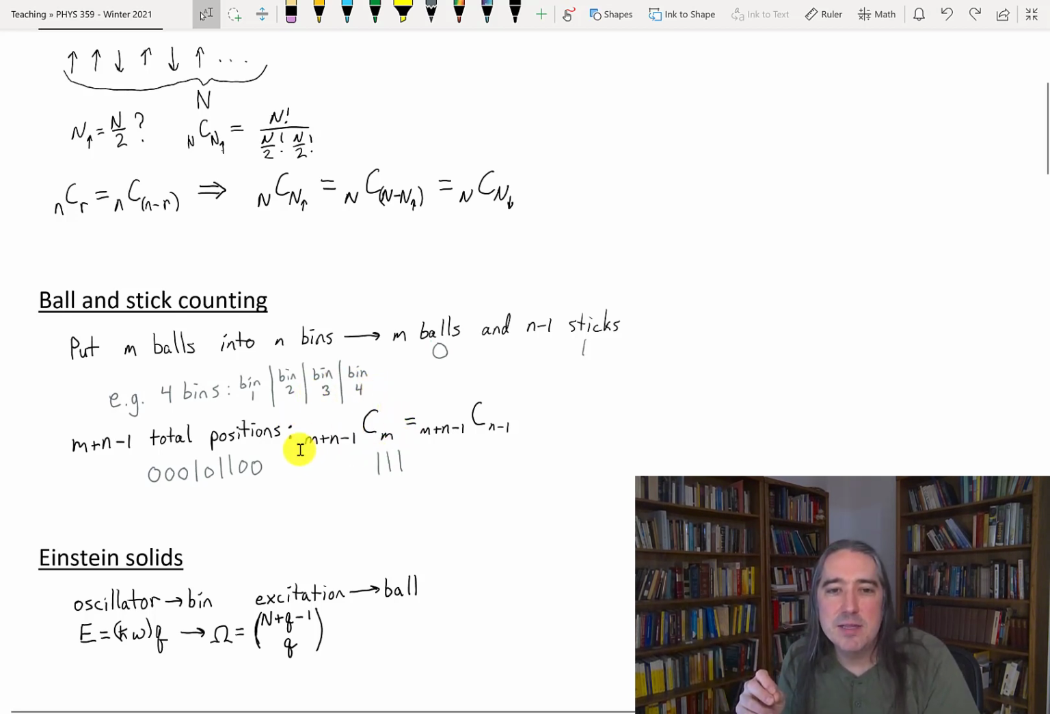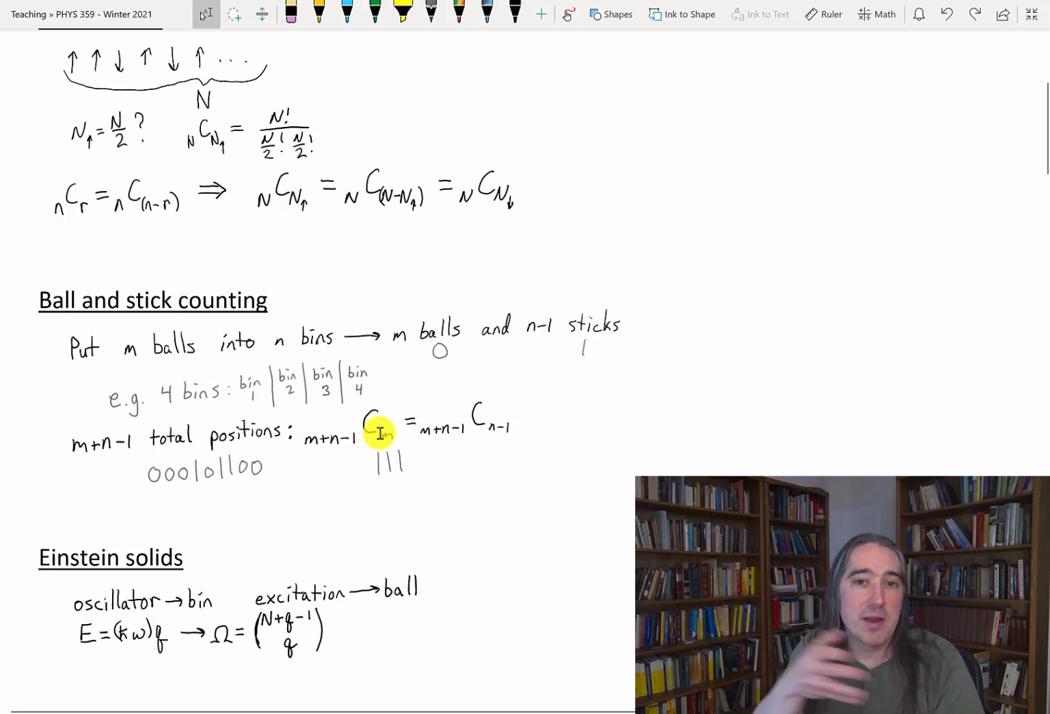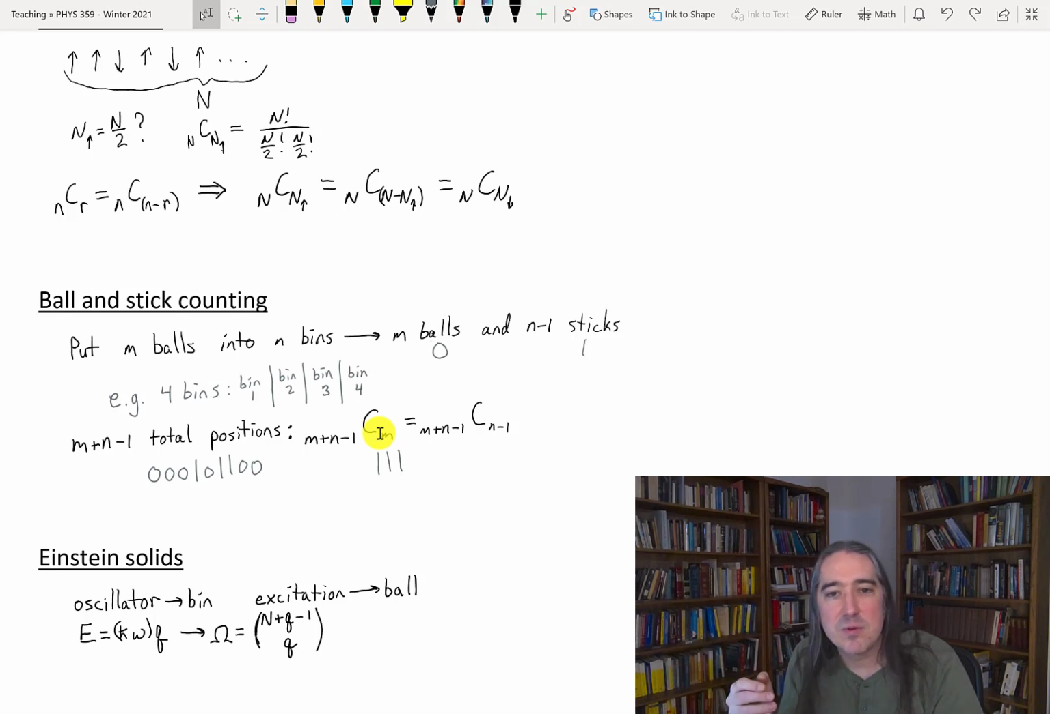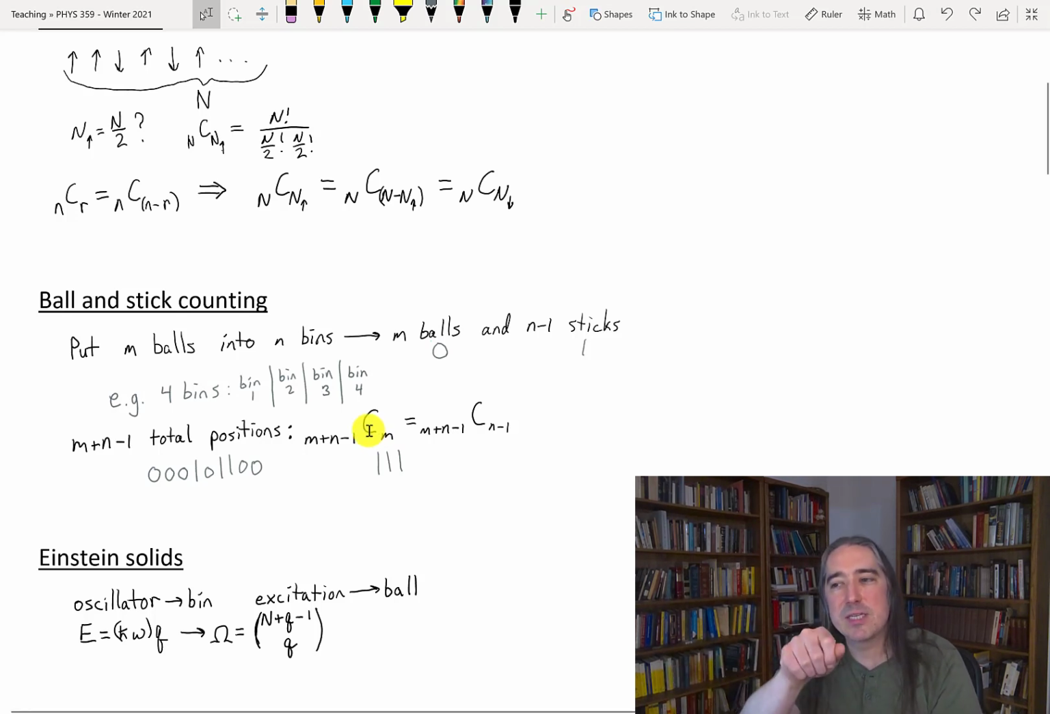And that completely determines the counting, because if I put the m balls down in those positions, the other n-1 have to be sticks. Okay. So if I want to count how many ways I can put balls and sticks together in a line, this is the formula, right?